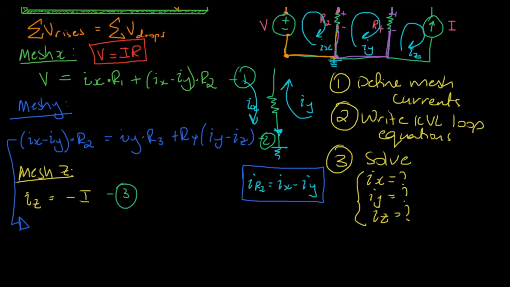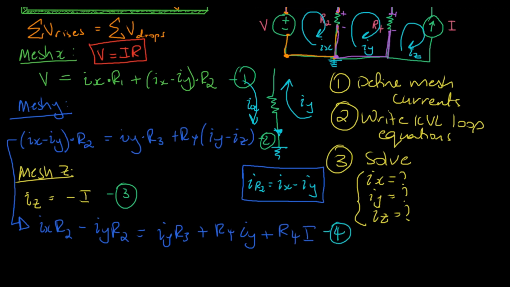In the process, I'm also going to expand out the brackets to make it easier to rearrange for Ix and Iy. So we have Ix R2 minus Iy R2 equals Iy R3 plus R4 Iy plus R4 times I. This is going to be our fourth equation.